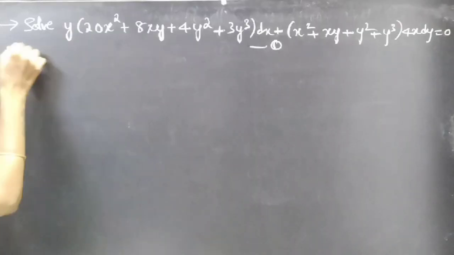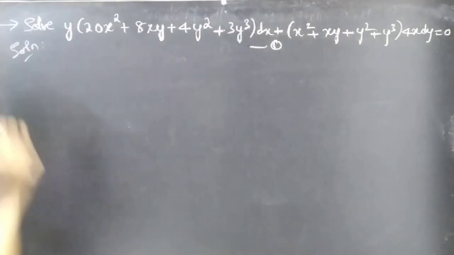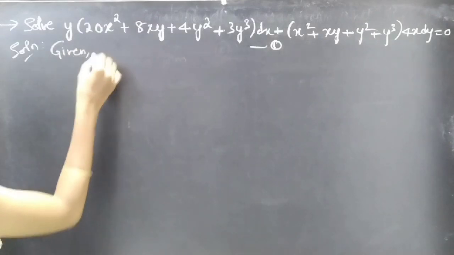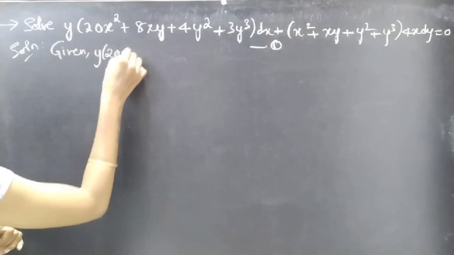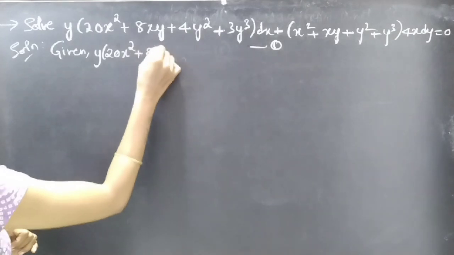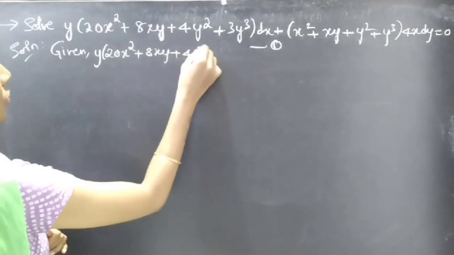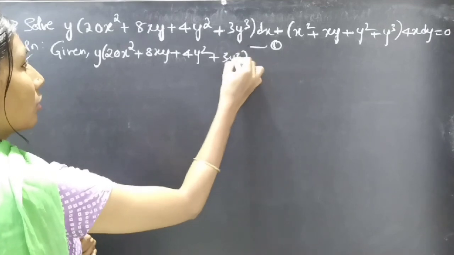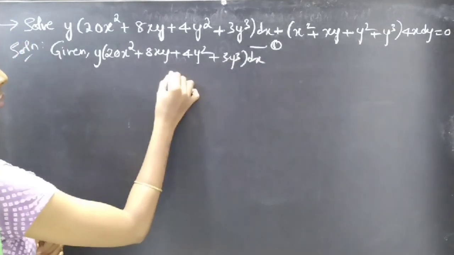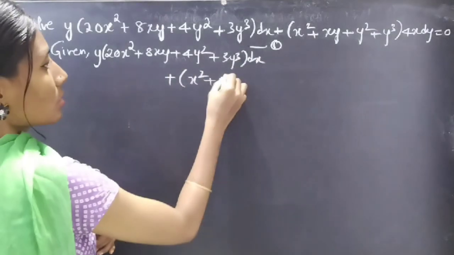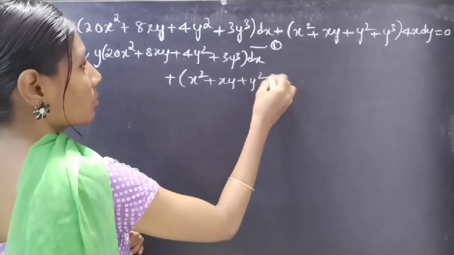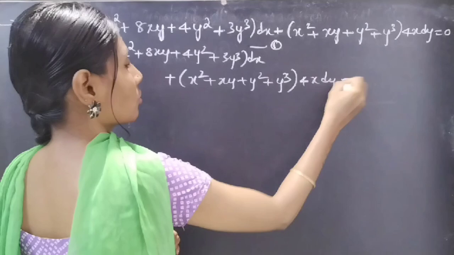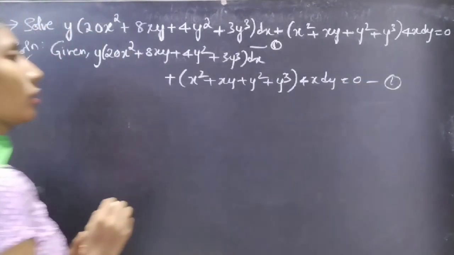Now coming to the problem, we are given a differential equation which is non-exact, right? Given differential equation, y times (20x² + 8xy + 4y² + 3y³) dx + (x² + xy + y² + y³) times 4x dy = 0. We have considered it as equation 1, right?